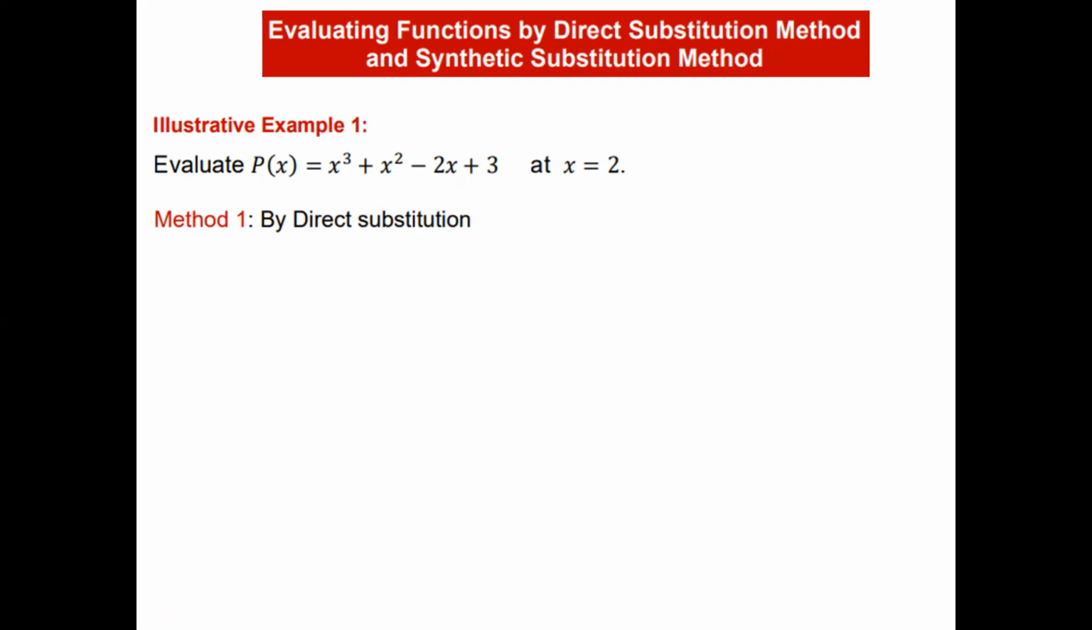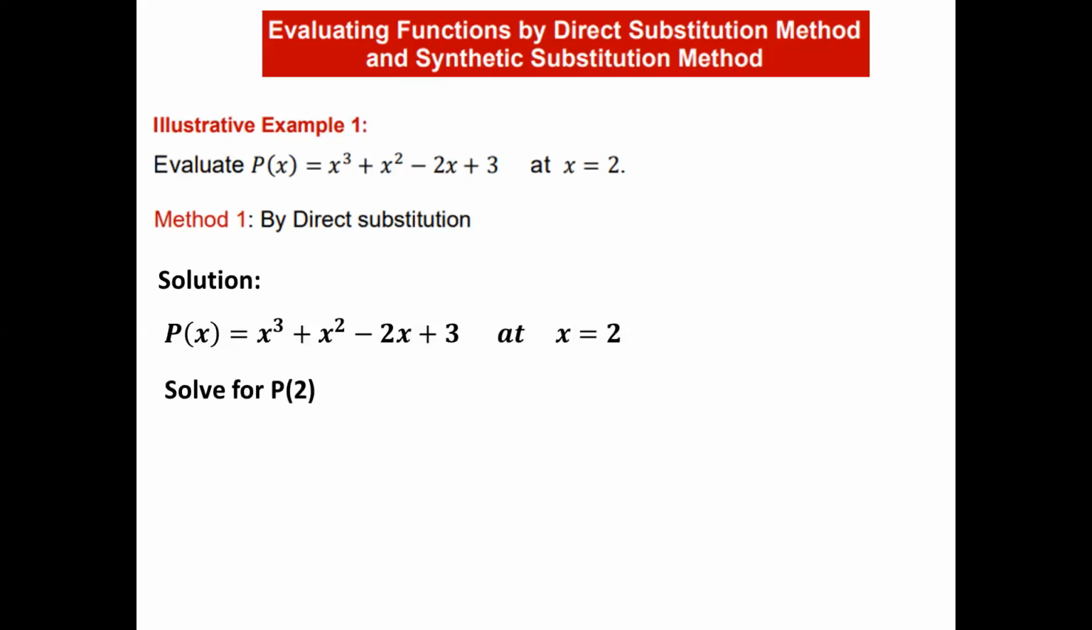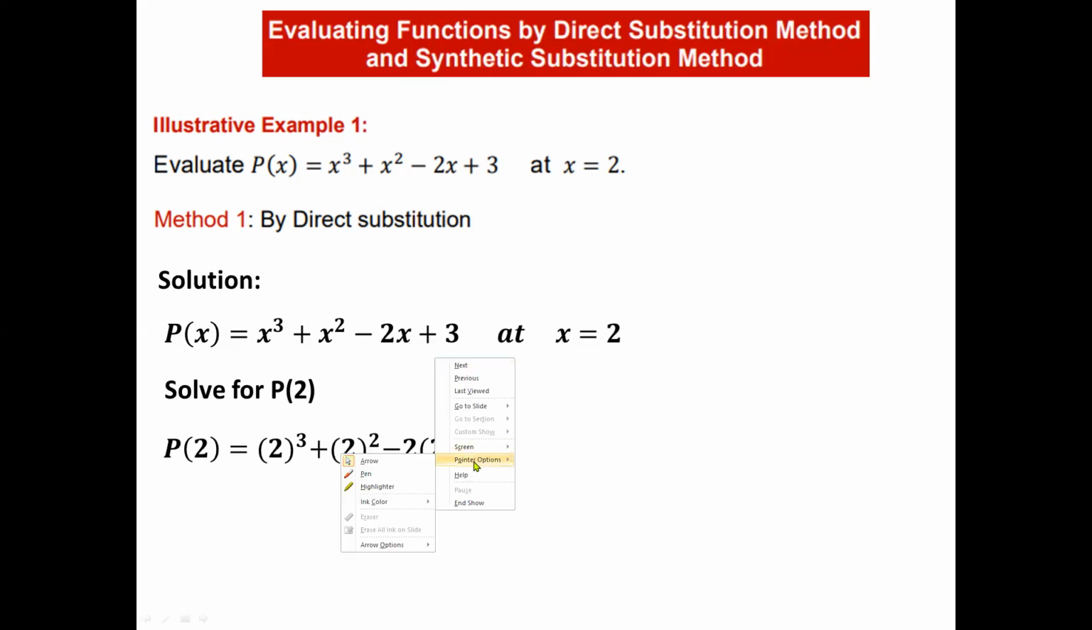So for the method number 1, we have the direct substitution. And this is our solution. Let me rewrite the function again. And then kukunin natin ang P of 2. P of 2 now is equal to 2 cubed. Bakit 2 cubed? Yung x dito, anak, pinalitan natin ng 2. Ang x din sa x square, pinalitan natin ng 2. So naging 2 square. And then yung x ng negative 2x, pinalitan din natin ng 2. So naging negative 2 times 2.